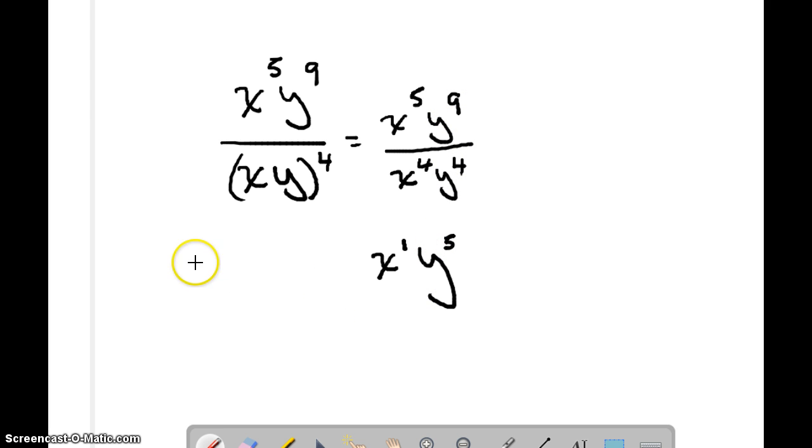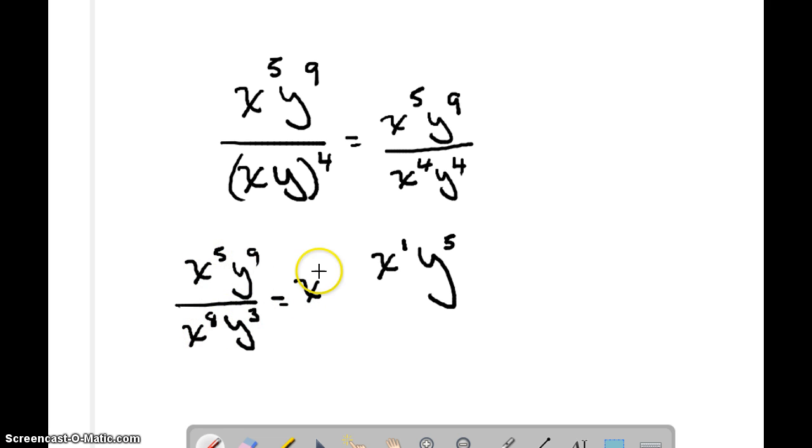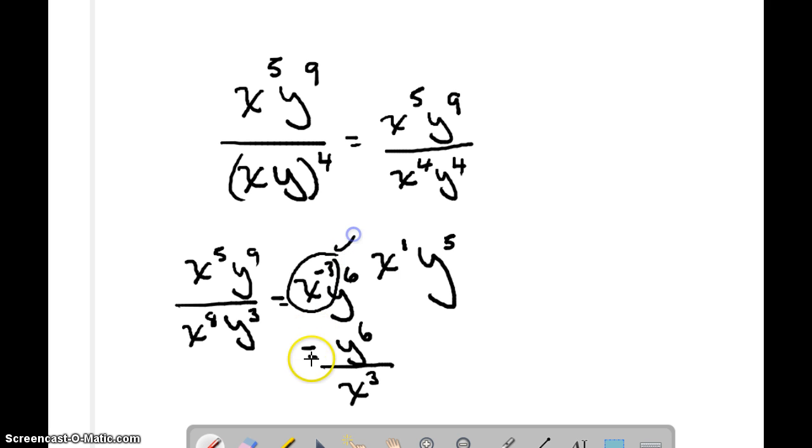Let's change that problem just slightly. Let's say we ended up with something that looked like this. Well, that would give me x, 5 minus 8 is -3, y, 9 minus 3 is 6, and then we would have to clean that up one more time. Y to the 6th, and the x to the 3rd would go down into the denominator using the rule that we learned when we learned initially about negative exponents.